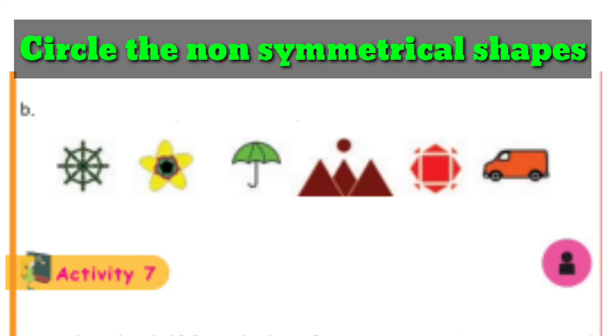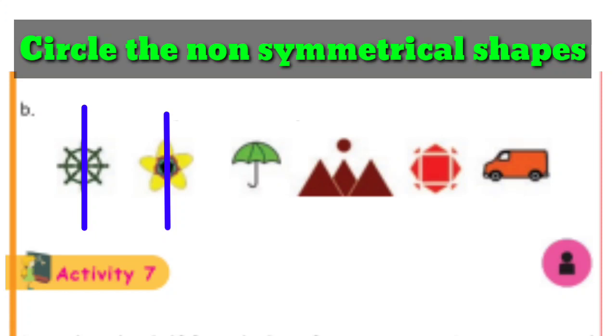Yes. What is that first? Wheel. Wheel, we can draw a line of symmetry for wheel. Yes, we can draw a line of symmetry for wheel. What is that next shape? Flower. Flower, we can draw a line of symmetry. Yes, we can draw a line of symmetry for flower. What is that next? Umbrella.